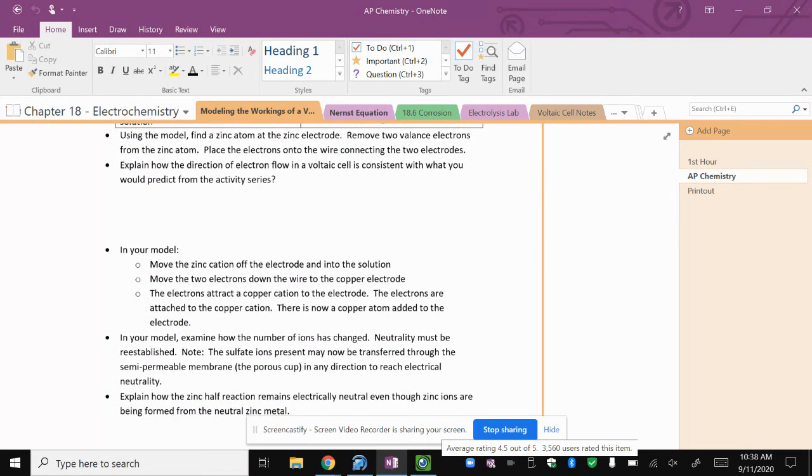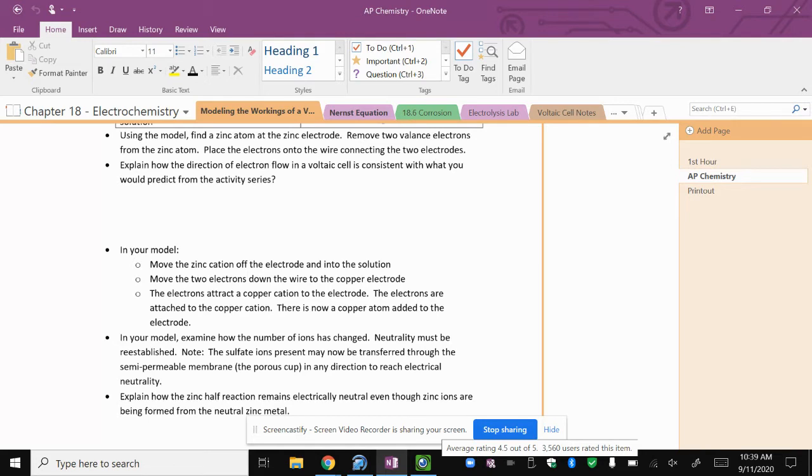Okay, so it says explain how the direction of electron flow in a voltaic cell is consistent with what you would predict from the activity series. All right, so this is directly related to our discussion from parts 1 and 2. What you probably remember from first year chem is that anything higher in the activity series can displace anything that's lower. For now, we're going to use the activity series, but you're going to see later on that we are going to use a different table to predict what we're going to find in each half cell.